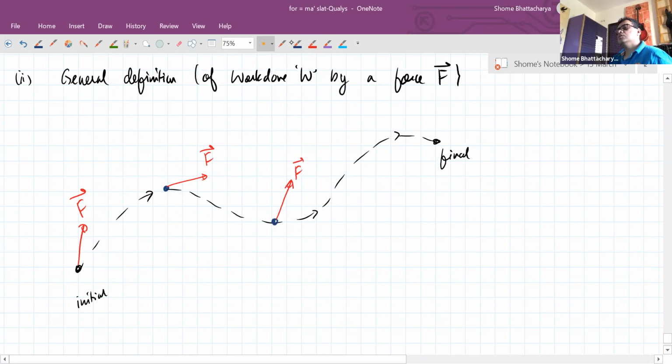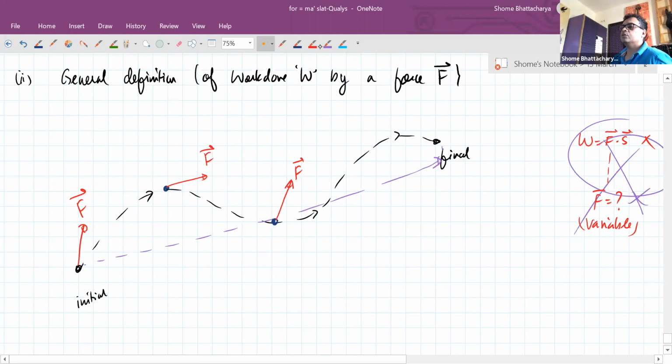In that case, we cannot define work done as F dot S. It will not make sense, because what value of force will we take in the calculation? It's a variable force. Throughout the displacement, from here to here, my force is not constant. While the net displacement is the vector from initial to final, the force is not constant throughout it, so I cannot substitute some value of force. This definition goes out of the picture.